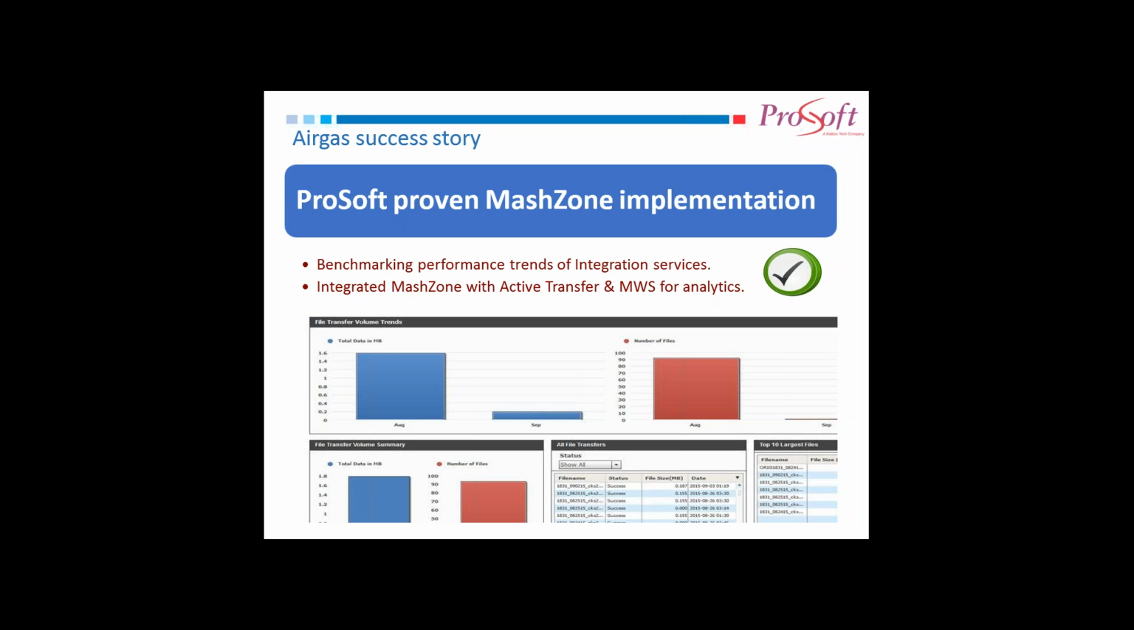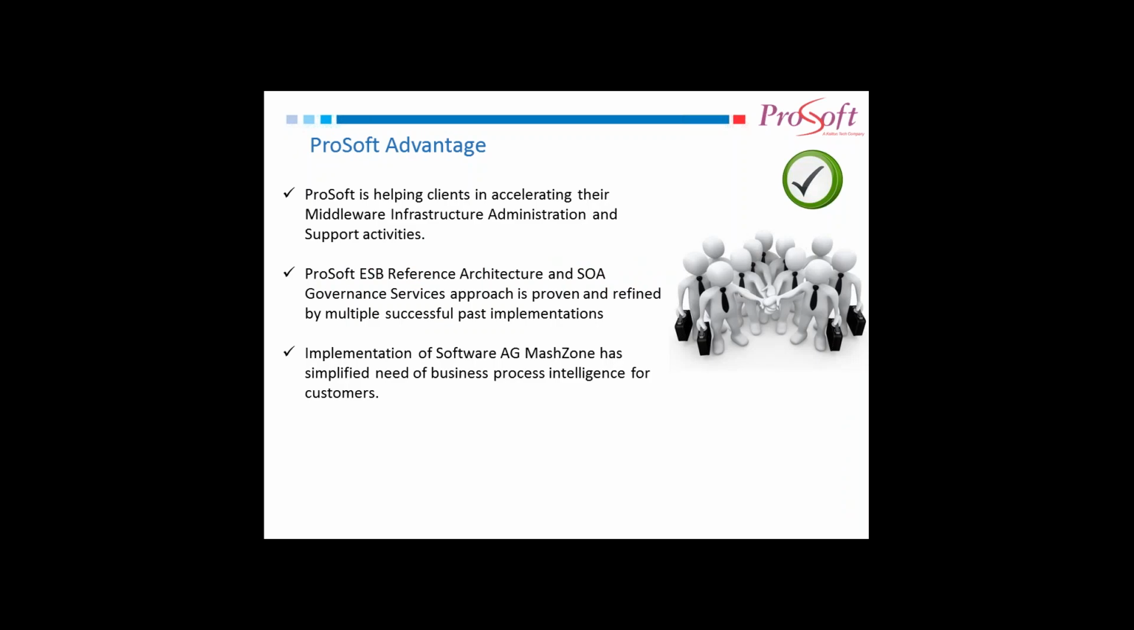So, the ProSoft advantage. ProSoft is helping clients accelerate middleware infrastructure, administration, and other support activities. The ProSoft ESP reference architecture and SOA governance service approach is proven and refined by multiple successful past implementations. Having Mashzone in your organization simplifies the need for business process intelligence.